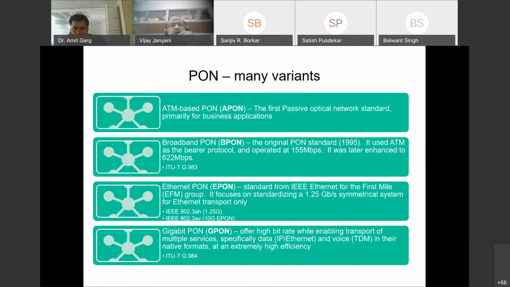Now, historically, there are many variants of PON. The first one to be developed was APON, that was ATM PON. It was the first passive optical network standard, primarily for business applications. Then BPON was there.